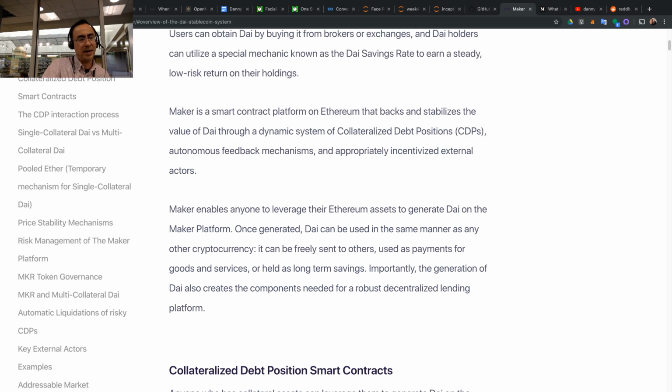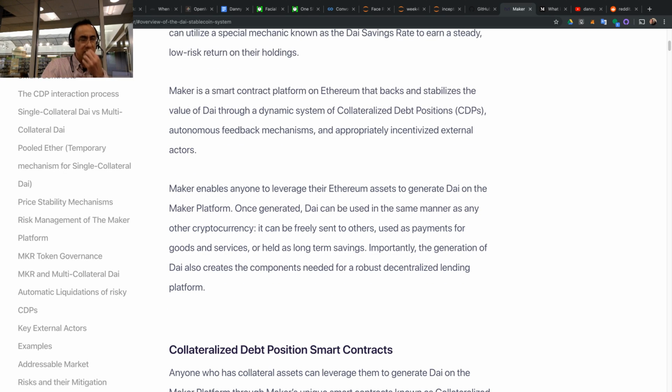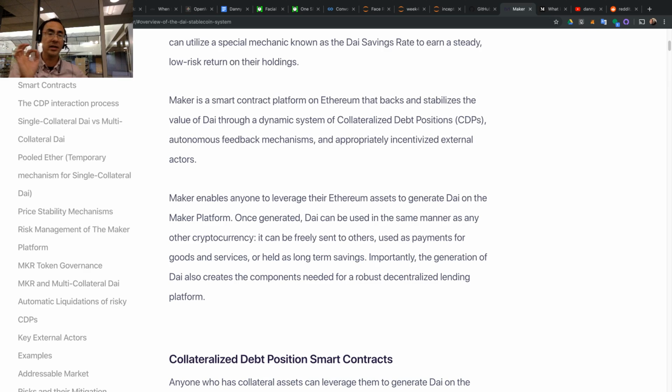I think that's one of the advantages if you want a low-risk return on your holdings, low risk instead of high risk. You have a Bitcoin, for example, right? Instead of just not doing anything, you know it's going to go up, and it's going to go down. But you can actually buy a Bitcoin using DAI. Let's say you go to Coinbase.